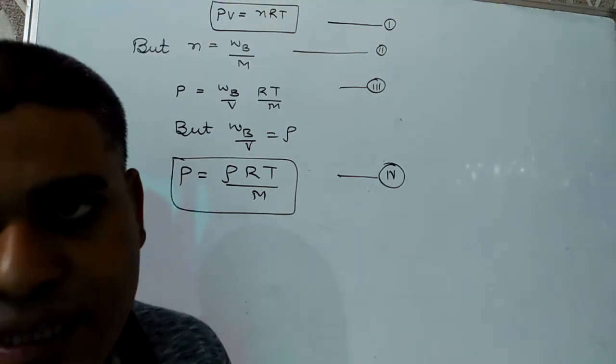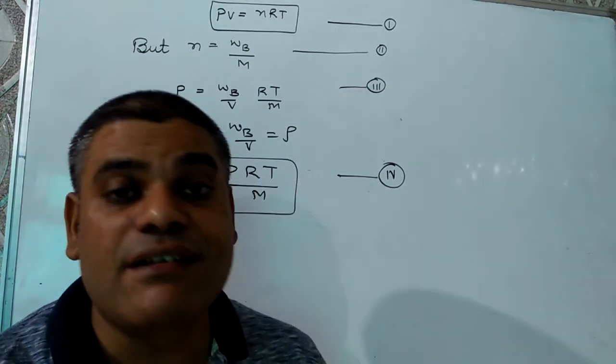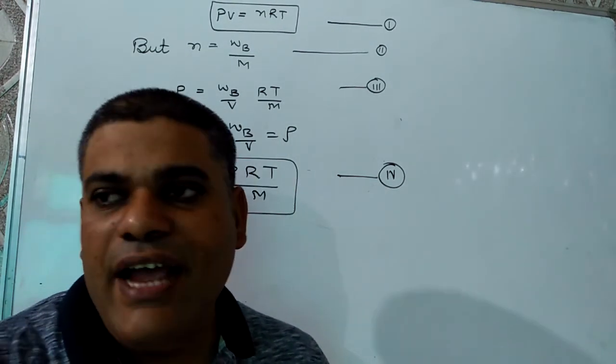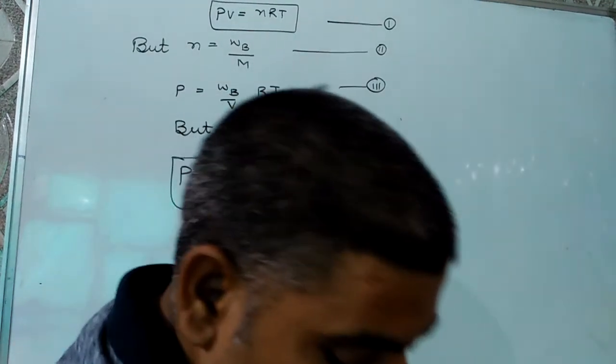P is equal to rho into RT by M. Here P is the pressure, rho is the density, R is the universal gas constant, T is the temperature, and M is the molecular mass of the gas.